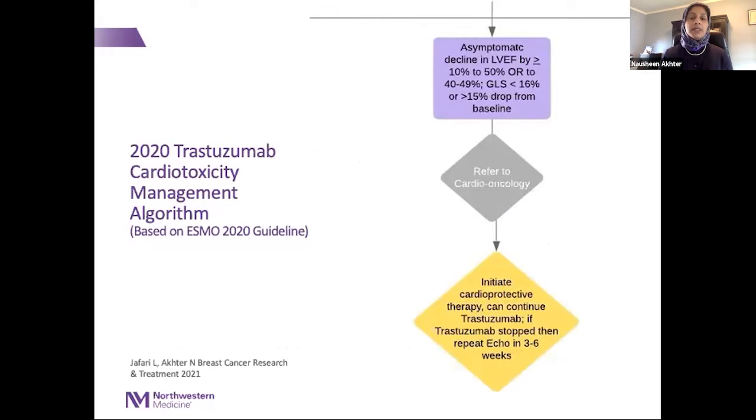And treatment is only stopped when patients develop heart failure or a significant decline in EF. However, if trastuzumab is stopped, we repeat the EF in a short interval and try to time it with trastuzumab cycles, so within a 3 to 6 week period, depending on how far the EF has declined, and resume therapy once EF is normalized, with our goal being to minimize time off treatment.